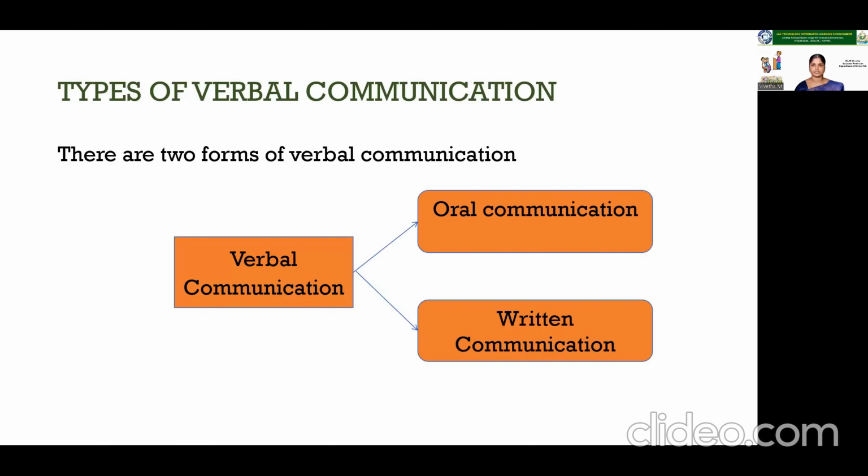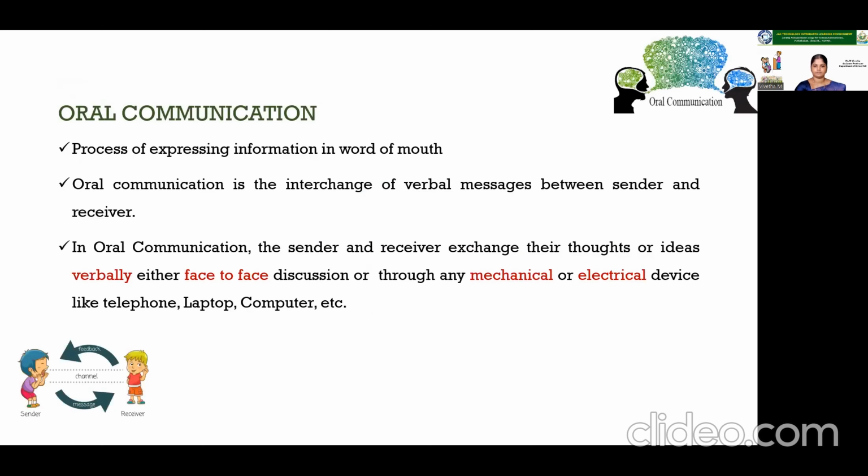Types of verbal communication. There are two forms of verbal communication: oral communication and written communication. Now we are going to discuss each of them one by one. Oral communication. Oral communication is the ability to express oneself clearly and effectively in speech. Oral communication is a vital part of everyday life.